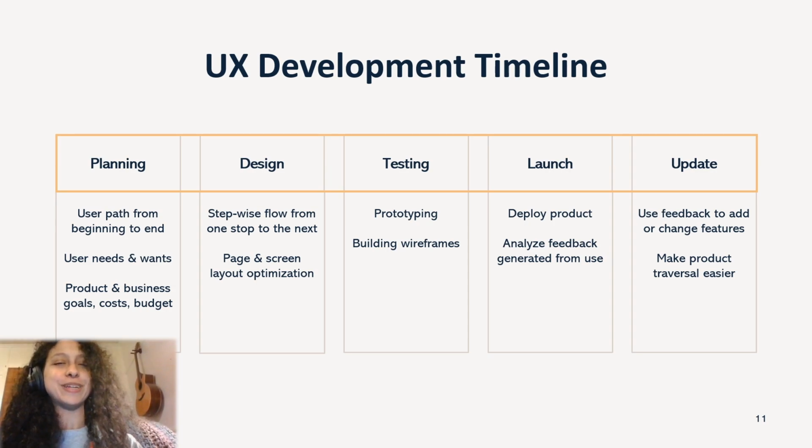Testing. For UX development, that involves a lot of prototyping and building wireframes, working with various components, and thinking about what components will work best with the design that we've considered thus far. Finally, the product will launch. The product is deployed, and we can start to analyze the feedback generated from being used and update. We'll use that feedback to change or add new features and make the product hopefully easier to traverse.